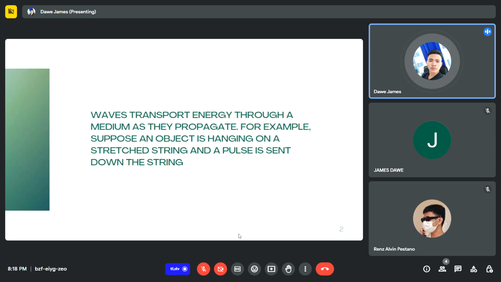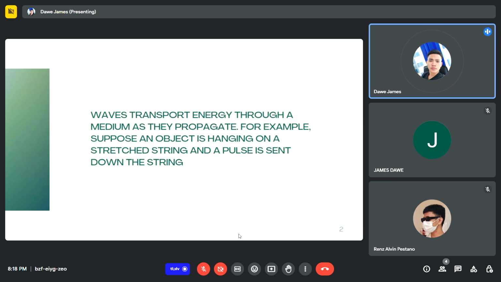Understanding the rate of energy transfer is crucial in various applications, including music and telecommunications, where the efficient transmission of energy through waves on strings plays a significant role in signal quality and overall performance.